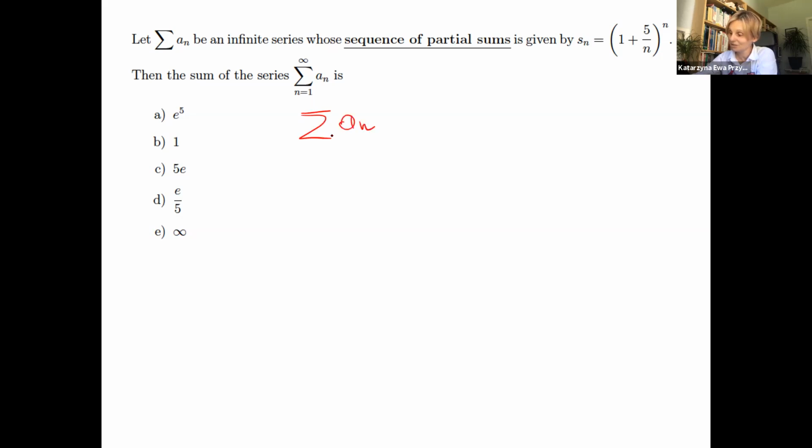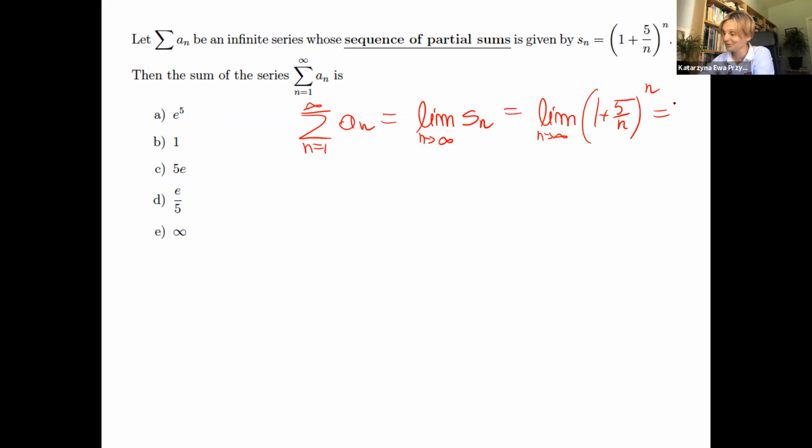The summation is basically the behavior of the partial sum at infinity. If we have the formula, we're not always lucky to have the formula. And in this limit, we recognize the formula 5/n to the power of n. We remember that this limit is 1.